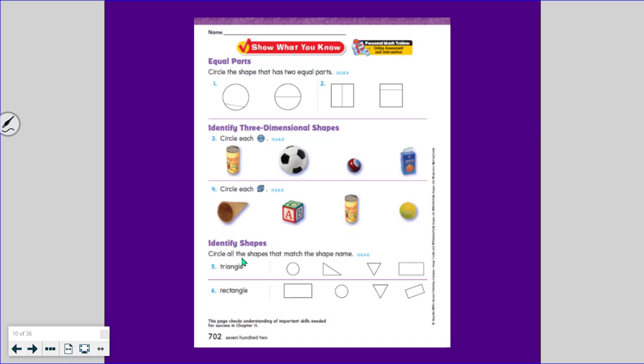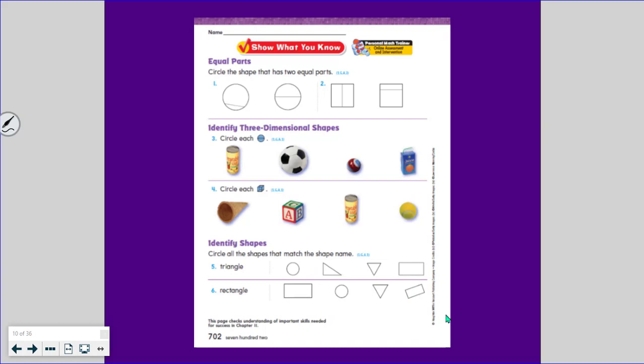Next section, circle all the shapes that match the shape name. So I want you to circle all the triangles in this row and all the rectangles in this row. Circle all the triangles in this row. Circle all the rectangles in this row.